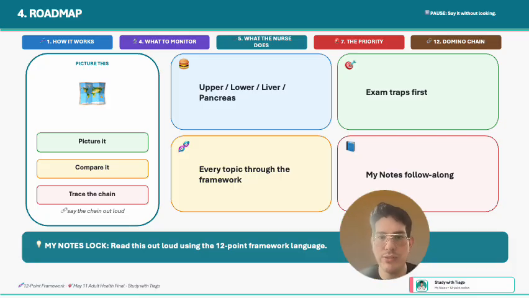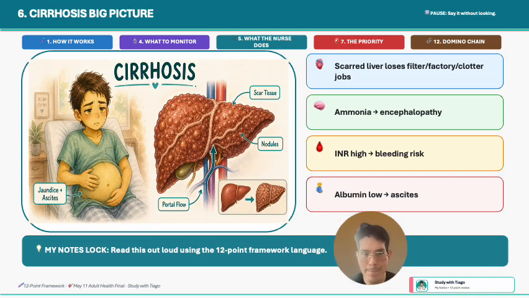Then we move into pancreas and gallbladder, pancreatitis, pancreatitis assessment, right? The priorities, the diet, right? What does it look like, and etc. The whole video is built around this idea, right? Picture it, compare it, name the trap, and trace the chain. Yeah, all right. So here we go.